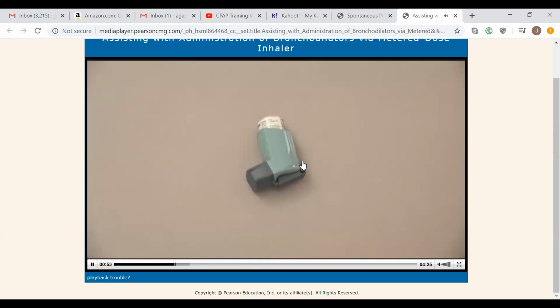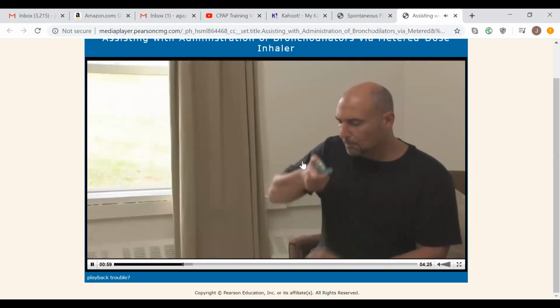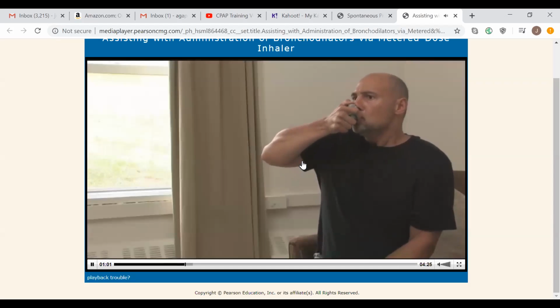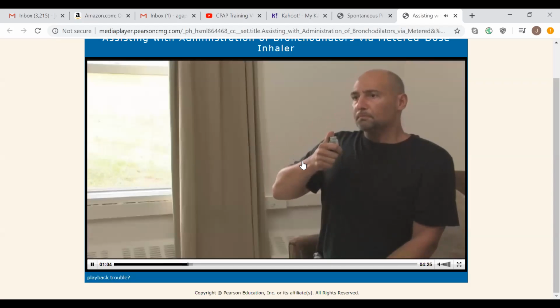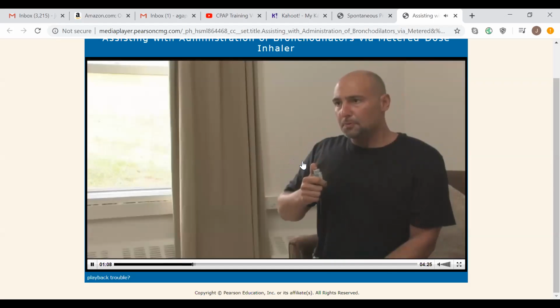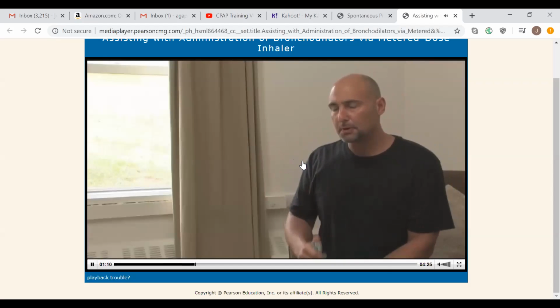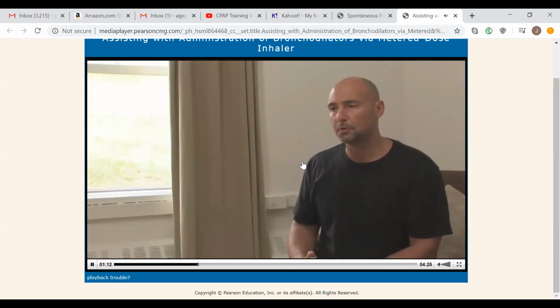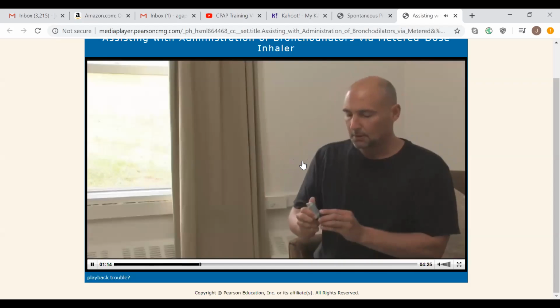A metered dose inhaler, or MDI, administers a prescribed dose of medication, usually to a patient with a history of chronic pulmonary disease, such as asthma or COPD, every time the inhaler is activated. The most common medications administered by this route are bronchodilators, which are drugs that dilate or relax the smaller air passages, making it easier to breathe.